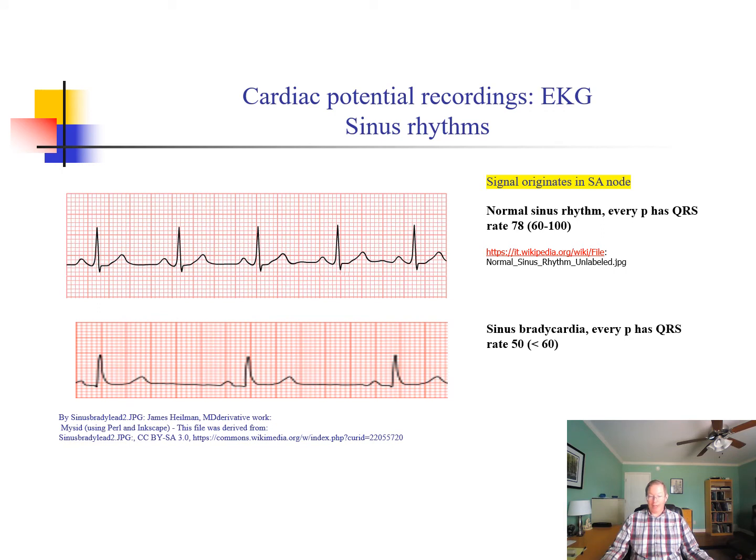Similarly, if I use my same normal sinus rhythm strip up above, but compare it with one where the rate is 50, now you can see these PQRST waves are spaced out. This is a sinus rhythm, but since it's less than 60, it's a sinus bradycardia.